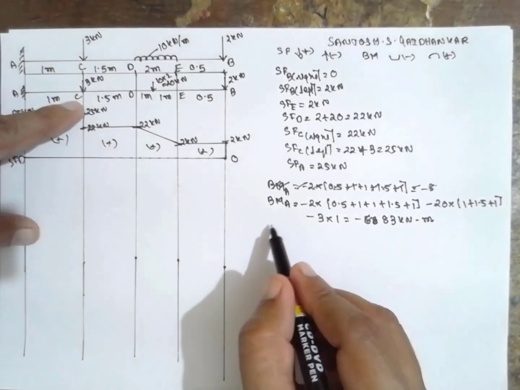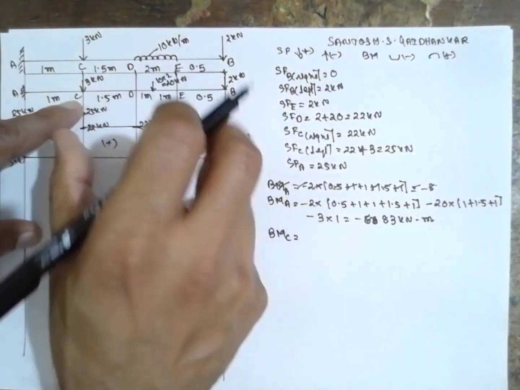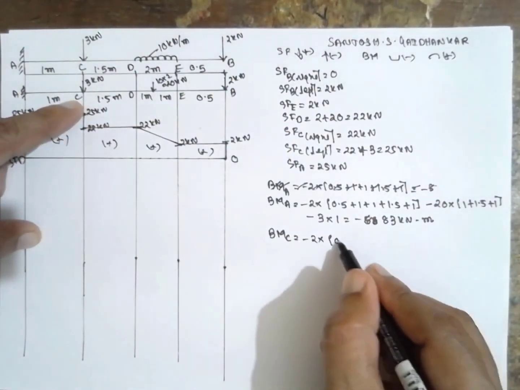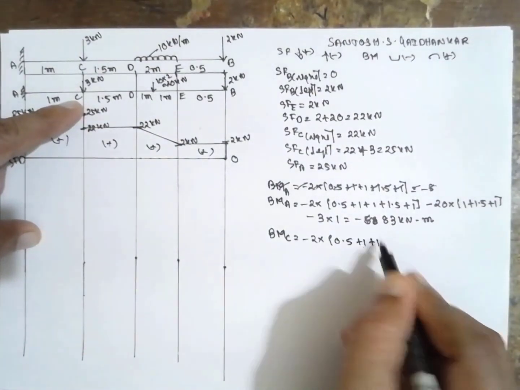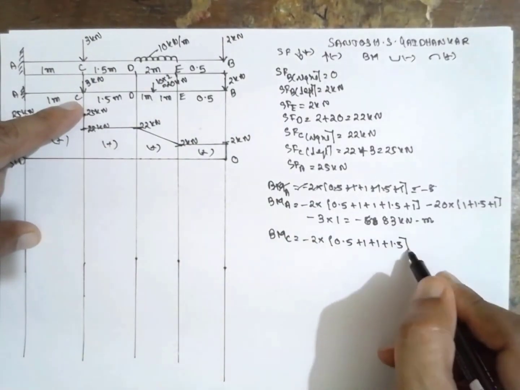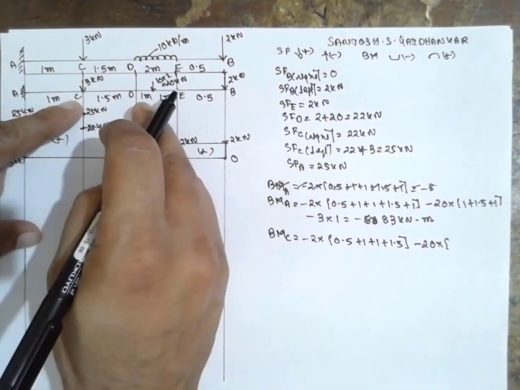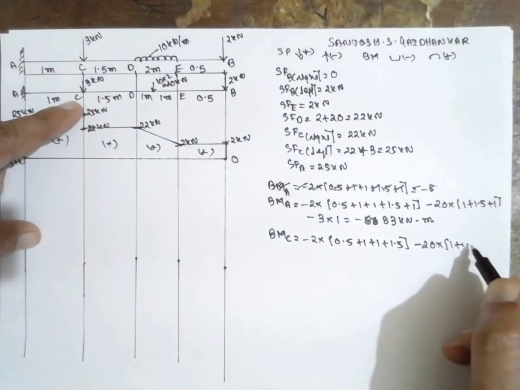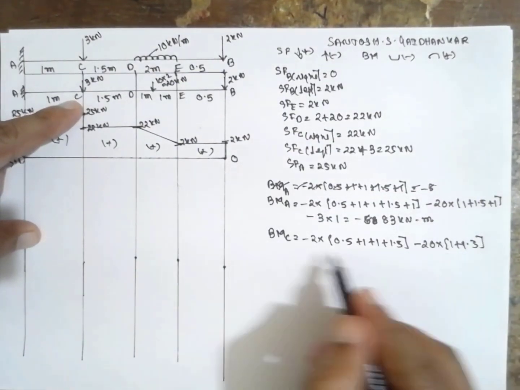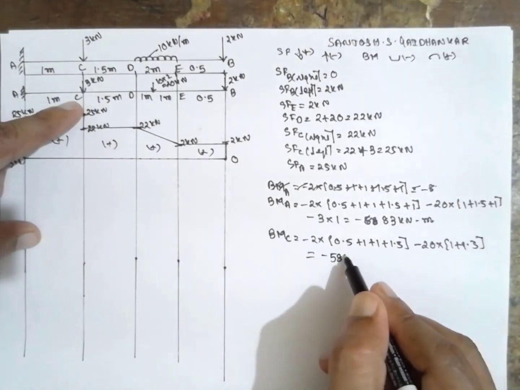Now at C, BM at C. Similarly, it is hogging, minus 2 into distance, 0.5 plus 1 plus 1 plus 1.5, minus 20 into distance, 1 plus 1.5. Answer for this one is minus 58 kilonewton meter.